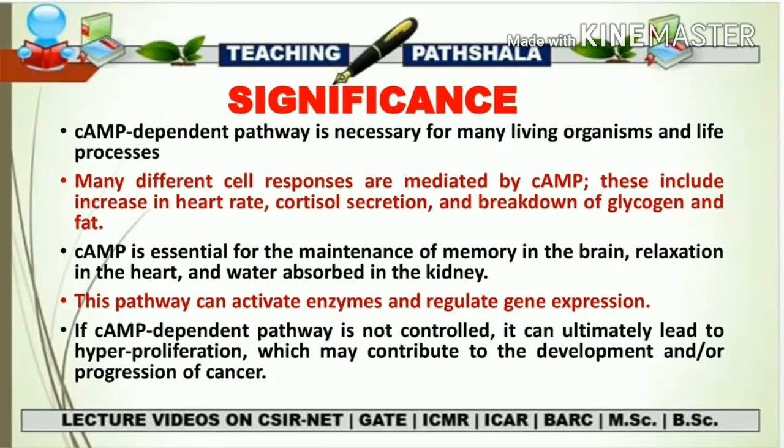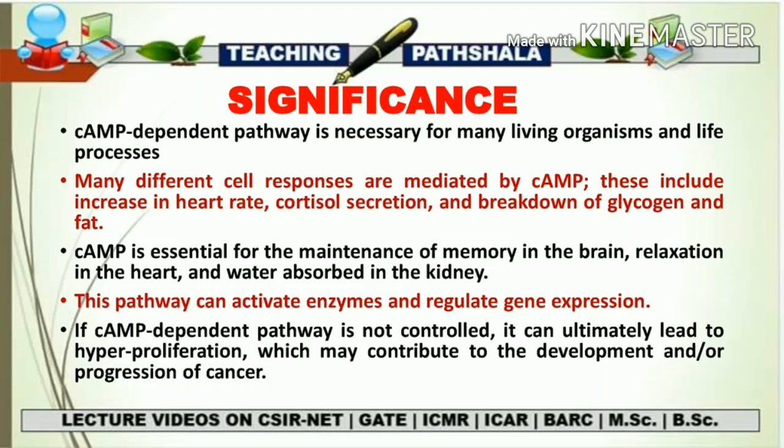Not only PKA, cyclic AMP also plays different roles in different locations. Many different cell responses are mediated by cyclic AMP. These include the increase in heart rate, cortisol secretion, and breakdown of glycogen into fat. cAMP is essential for maintenance of memory in the brain, relaxation in the heart, and water absorption in the kidney. If the cAMP dependent pathway is not controlled, it can ultimately lead to hyperproliferation, which may contribute to the development and progression of cancer.